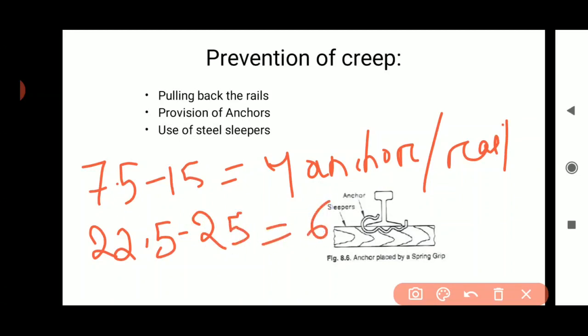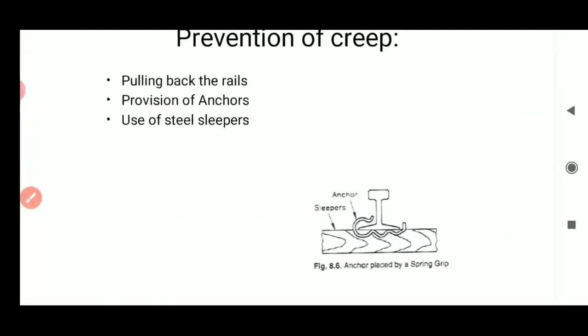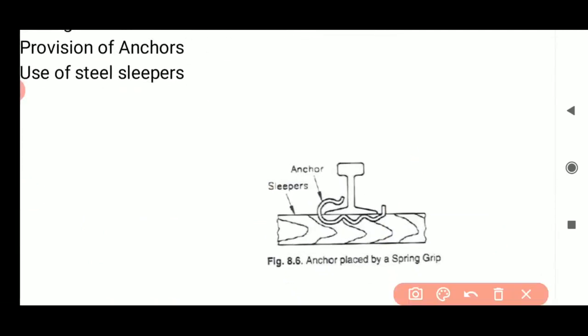Okay, so anchors are like anti-creepers that will prevent the creep from happening. Here you can see the anchor. This will help to prevent the creep. It will keep the rail in its position only.